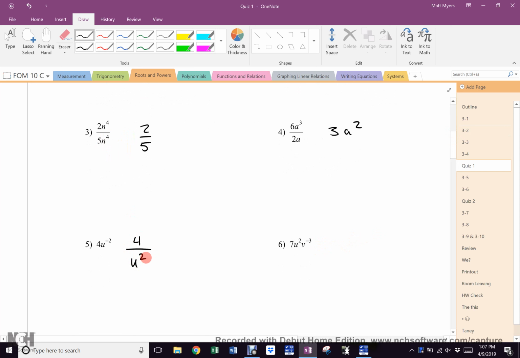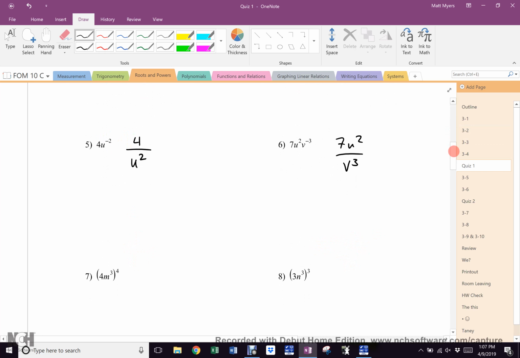4/u squared. 7u squared over v cubed. 64m to the 12th, because the 4 has to go to the 4 as well. 27n to the 9th, because the cubing has to happen to the 3 as well, because it's in brackets.